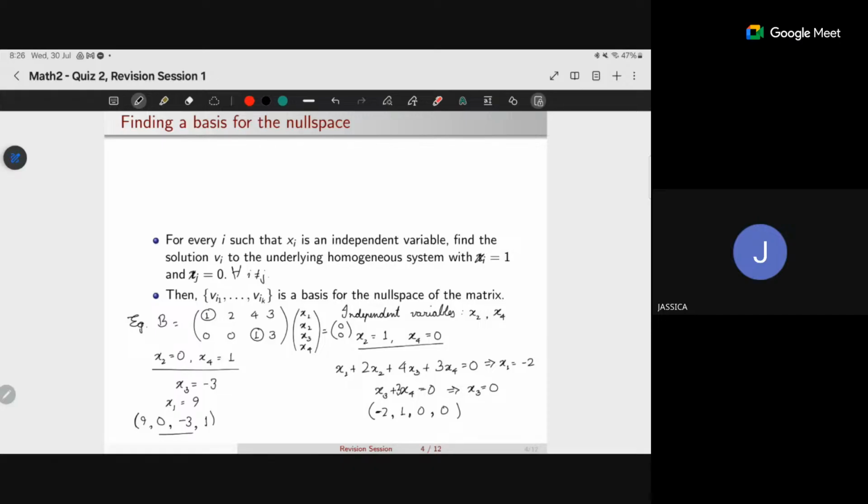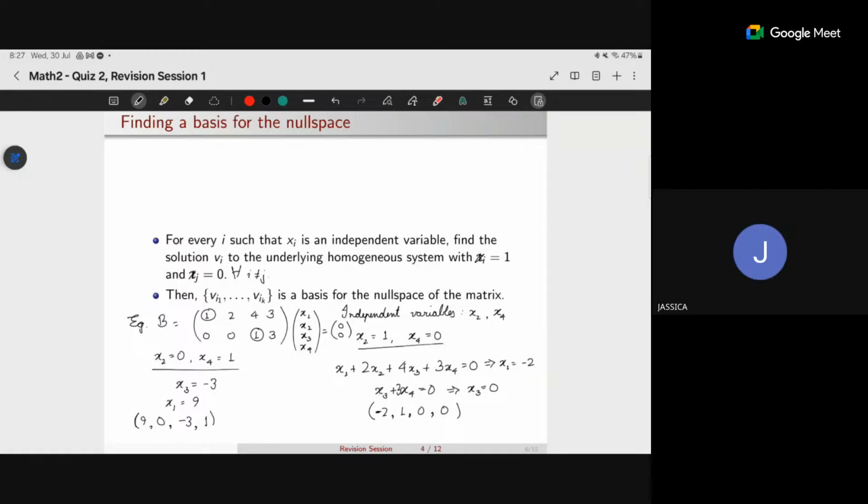So you have two vectors now. You don't need to verify that they are linearly independent. By the construction itself, they are linearly independent because you take 1, 0 and 0, 1 for the independent variables. Now, if there were more independent variables, you have to consider as many cases as there are independent variables. And in each case, you substitute exactly one of them to be equal to 1 and the rest to be equal to 0. And then you get particular solutions, right?